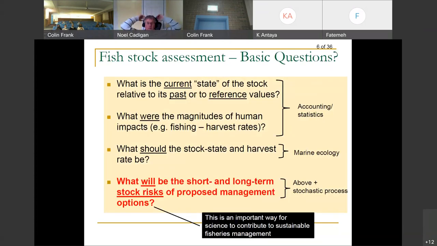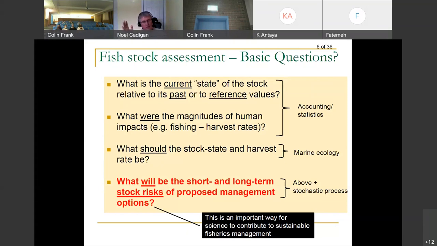Anyway, so I thought first to start off with a quick review about what is fish stock assessment anyway? What are the basic questions that are typically addressed in a stock assessment? And there are four. So the first is, what is the current state of the stock relative to its past or reference values?